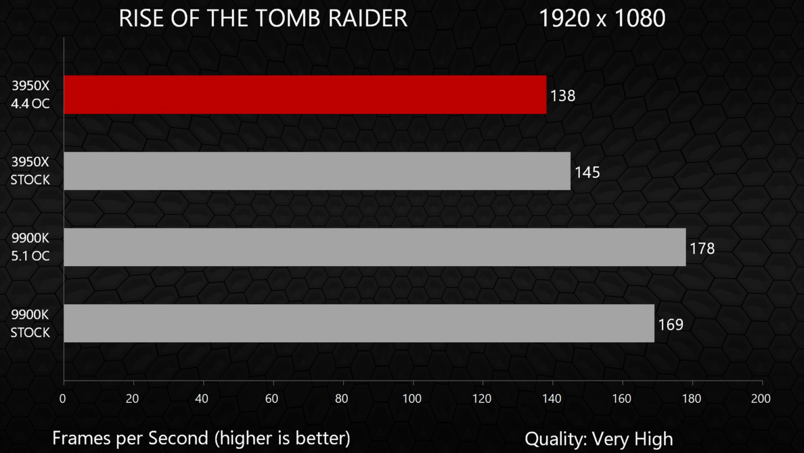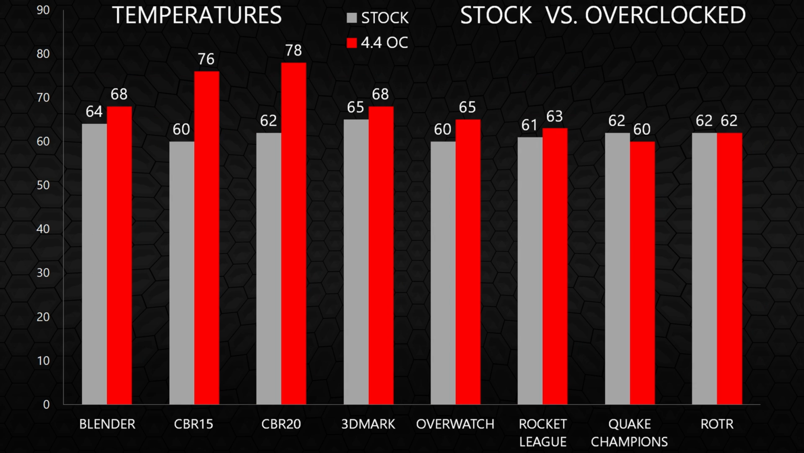Rise of the Tomb Raider displayed very similar results to Quake Champions, where the all-core overclock seemed to perform worse than the stock settings. And finally, we have the temperatures of the 3950X at stock and 4.4 gigahertz measured during all of the testing that we just looked at. The heavily multi-threaded tasks added a huge amount of heat to the CPU package, but the gaming results don't really show much of an increase.